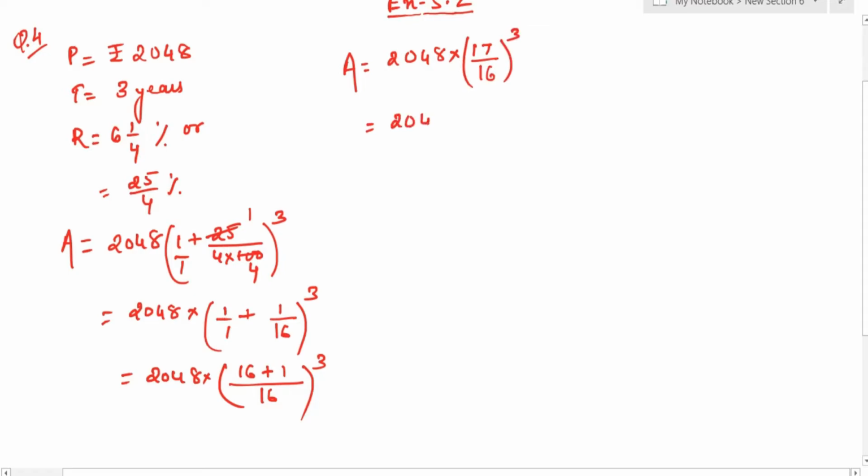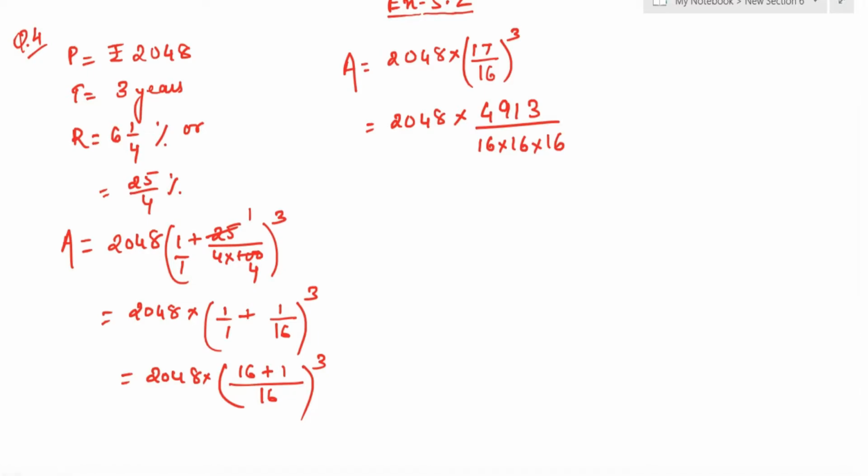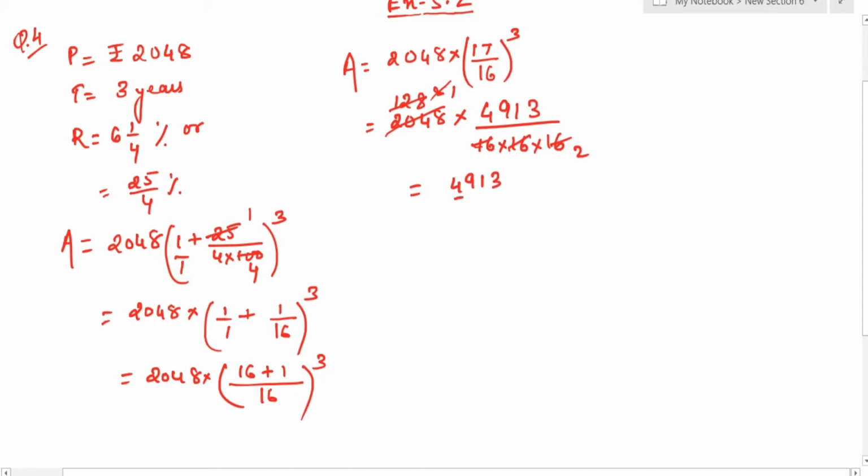Now 2048, what is the cube of 17? The cube of 17 is 4913. Here let it be 16 into 16 into 16 so that we can calculate it. On dividing 2048 by 16, we are getting the answer as 128. So we'll write down 128, and again it will be divided by 16 and the answer will be 8 this time. And you know that 8 ones are 8 and 8 twos are 16. So the final answer we are getting is half of 4913.